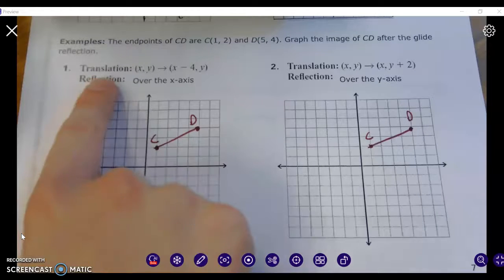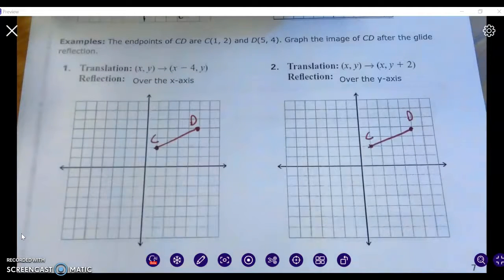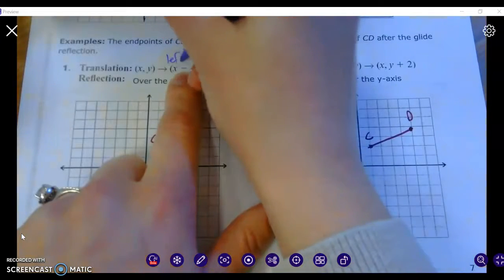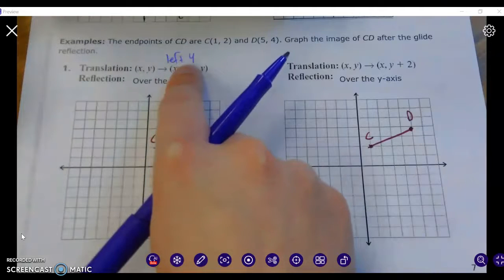Okay, number 1, first thing we're doing is a translation, x minus 4, y. So before we do anything, ask yourself, what does that mean? Am I moving left or right? Am I moving up or down? With the x spot, that's always left or right. Since it's minus, that is going to be to the left. And since there's no number with the y, we don't move it up or down. It just stays where it's at. So the only thing we have to do to this line is move it left 4.